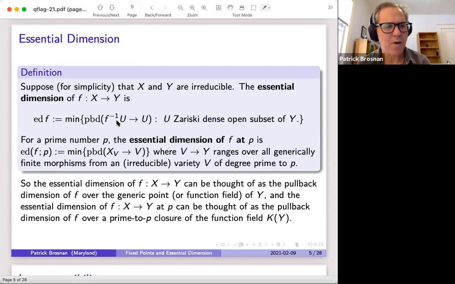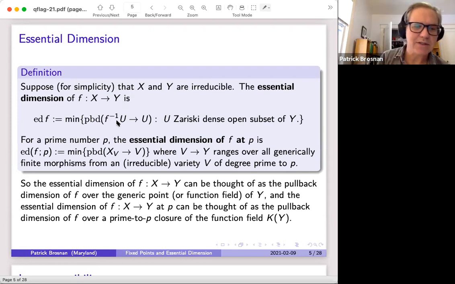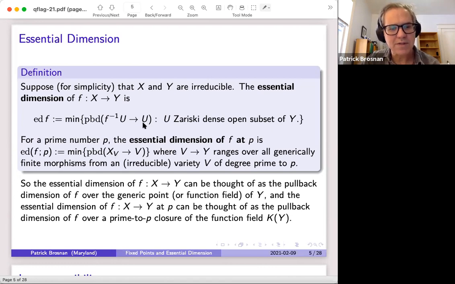And then for a prime number P, the essential dimension of F at P, so ed F colon P, is the minimum of the pullback dimensions, but now you don't go over Zariski open subsets of Y, you go over covers V to Y, or morphisms V to Y that are generically finite of degree prime to P. So if it was generically finite of degree one, then it would more or less just be a Zariski open subset, but here we allow things that are degree prime to P.